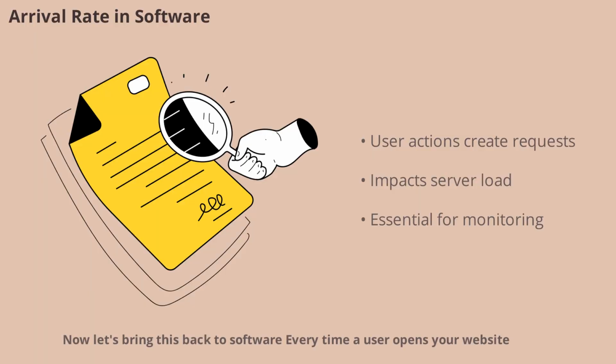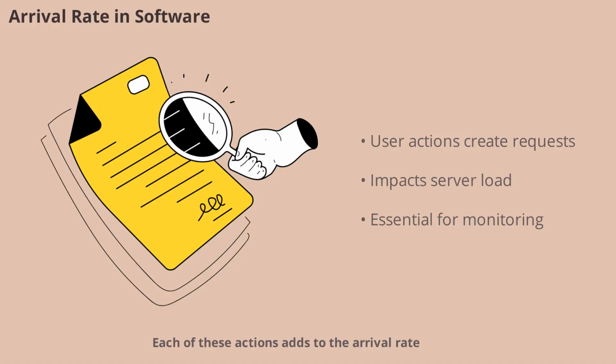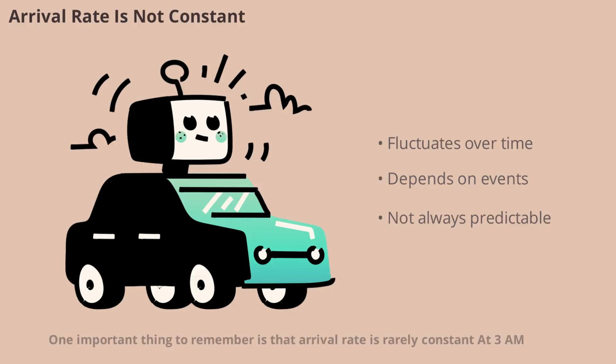Every time a user opens your website, places an order, searches for a product, or refreshes a page, a new request arrives at your server. Each of these actions adds to the arrival rate. This is why monitoring arrival rate is crucial for any online service, as it directly impacts how your system performs and scales. One important thing to remember is that arrival rate is rarely constant.